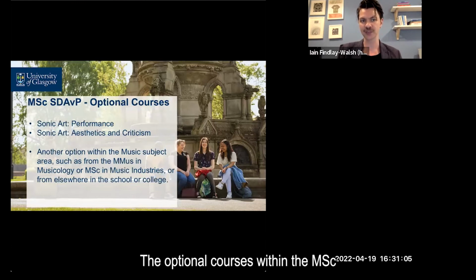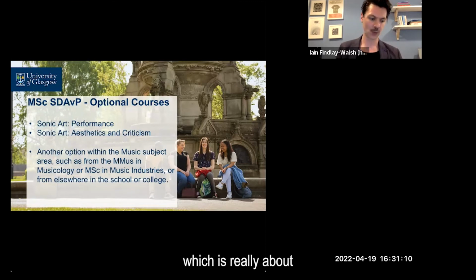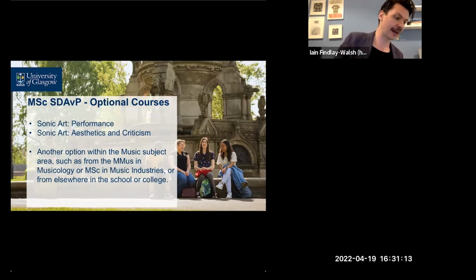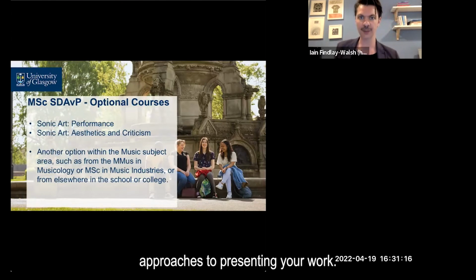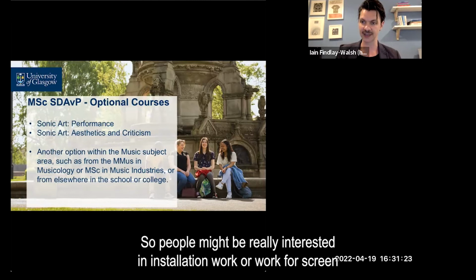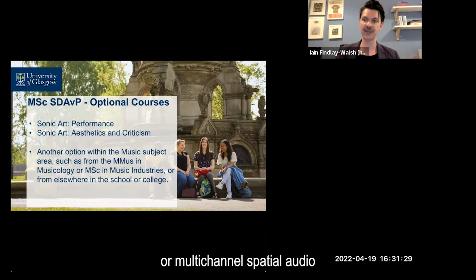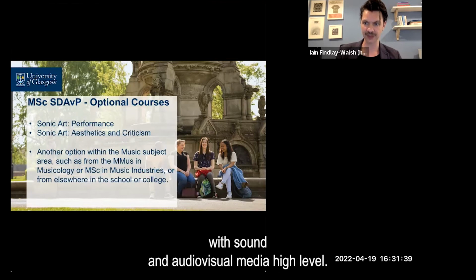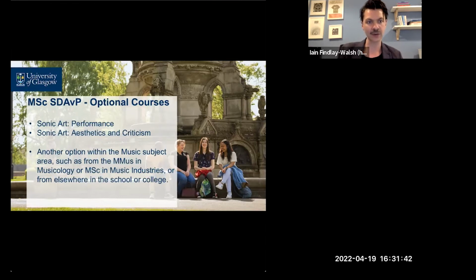The optional courses within the MSc are Sonic Art Performance, which is really about exploring particular approaches to presenting your work. And again, that can follow your own interests. So people might be really interested in installation work, or work for screen, or multi-channel spatial audio. But through that course, you develop skills to present your work with sound and audiovisual media at a high level.